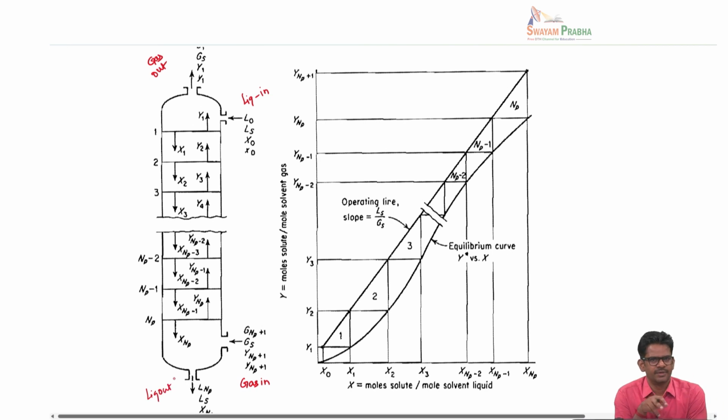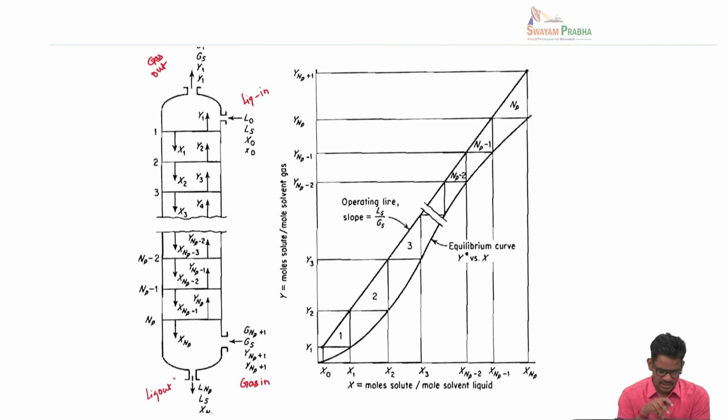The way we have numbered this column is slightly different from how we numbered the packed column. In the packed column, the suffix 1, y1, x1 was denoted at the bottom of the column, and x2, y2 are denoted at the top of the column, because we assumed that the entire packed column is like one stage.